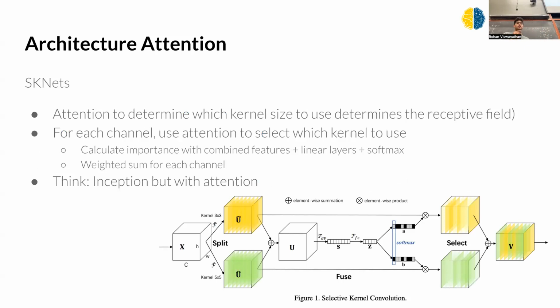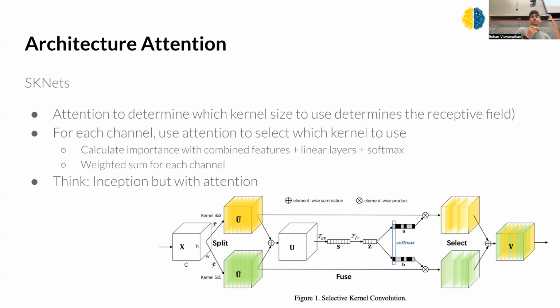We'll talk about SKNets really quickly, where we can use attention to determine which kernel size to use. This is extremely cool because now we're using attention on each channel to select which kernel to use. This is kind of reminiscent of the Inception model that we briefly talked about from Google's GoogLeNet, right, which used multiple convolution kernel sizes in parallel. And now we're using attention to determine which one of these kernel sizes is more important, right?